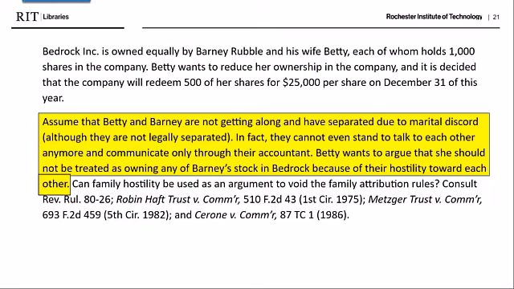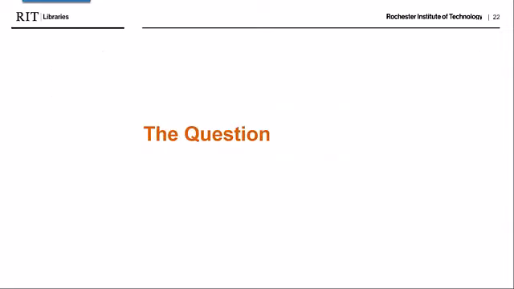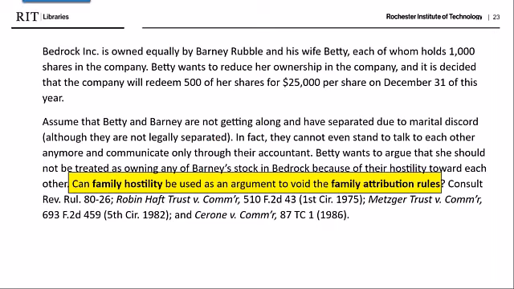Okay, so not as hard as facts can be, but possibly important. And then the question to be answered: can family hostility be used as an argument to void the family attribution rules?